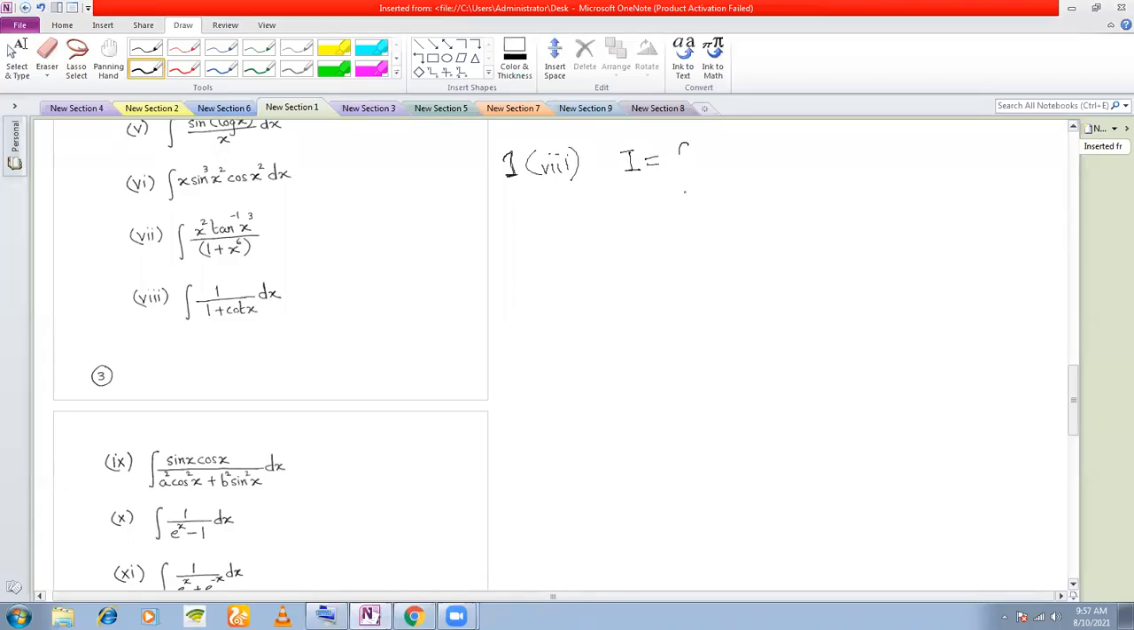The question here is integral dx divided by 1 plus cot x. Okay, first you change this to cos x by sin x, so that now you can take the LCM in the denominator. This now can be written as sin x dx divided by sin x plus cos x.